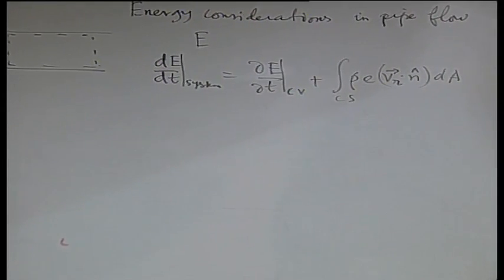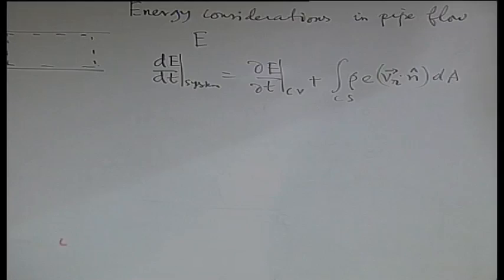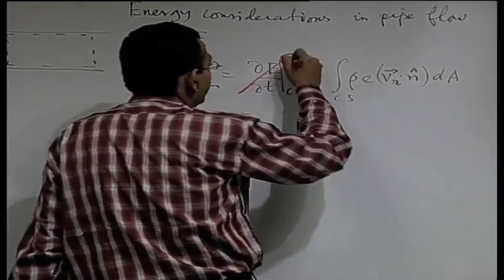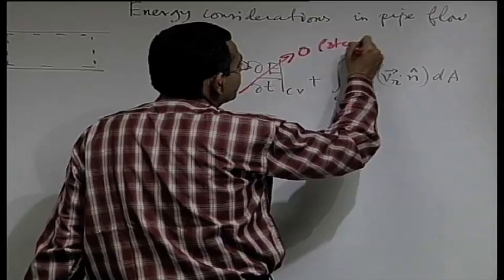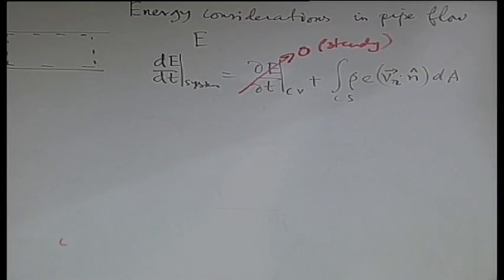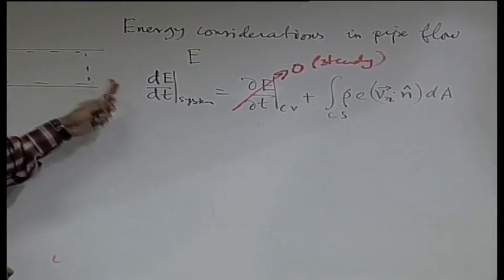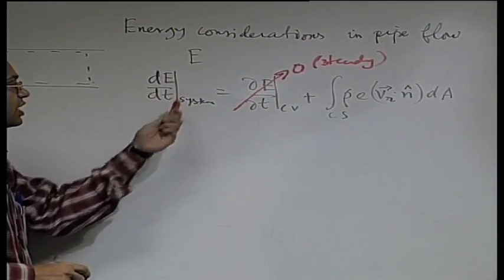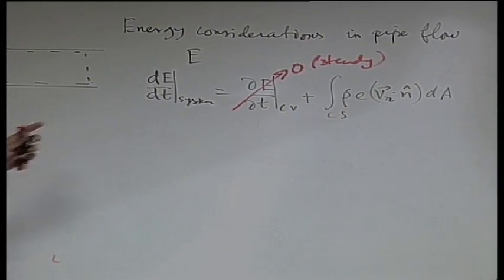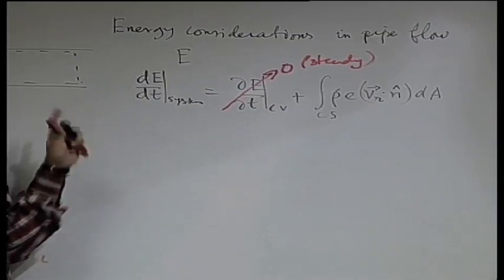Now let us make certain assumptions for simplification. Let us assume that it is a steady situation, so the unsteady terms go away. When you have this steady situation, the next thing you do is write this expression for the dE/dt of the system, which gives the total rate of change of energy of the system.